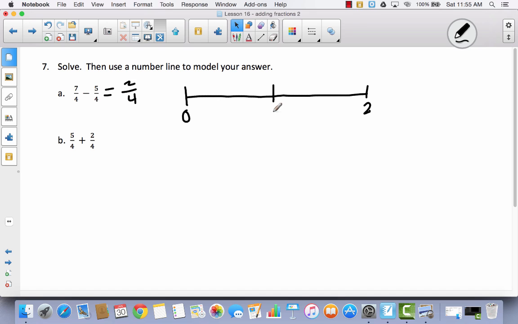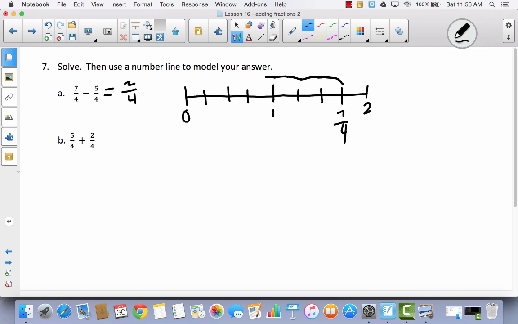So here's my whole. I have to divide each whole into 4 parts because these are fourths. So now I have 1, 2, 3, 4. That's one whole. 1, 2, 3, 4. So all of these are fourths. So here is 7/4. 1/4, 2/4, 3/4, 4/4, 5/4, 6/4, 7/4. And we're going to go back 5. So I'm going to start here. I'm going to go back 1/4, 2/4, 3/4, 4/4, 5/4. And that's going to take me to 2/4. So 7/4 minus 5/4 equals 2/4.